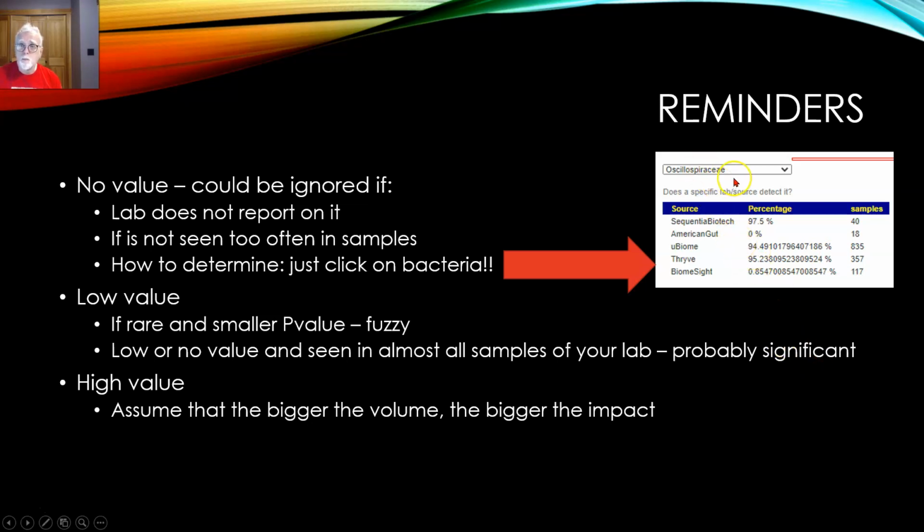For example, this particular bacteria, you see 3 of the 5 labs listed reported almost all the time. 1 never reported. 1 reported just 1% of the time. So if you have no value and you happen to come from BiomeSight or American Gut, chances are toss away that information because that bacteria was likely not measured. So the 0 value means nothing.